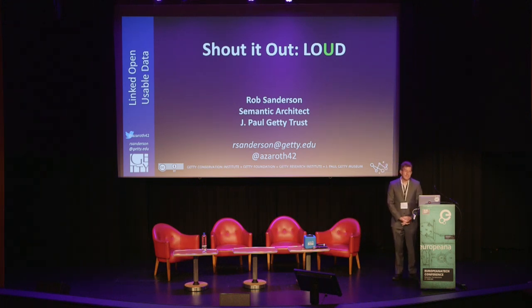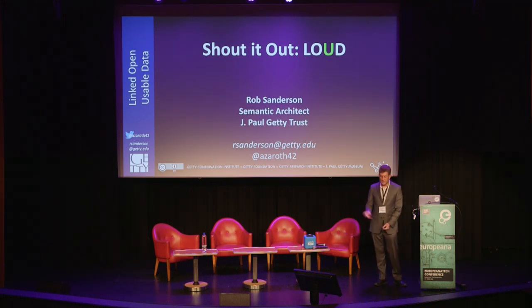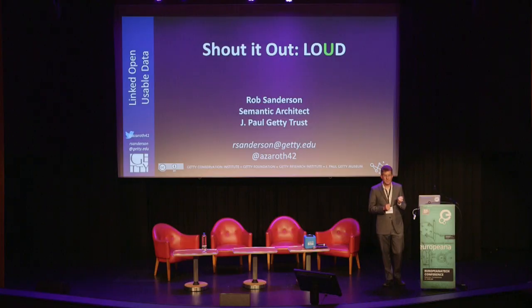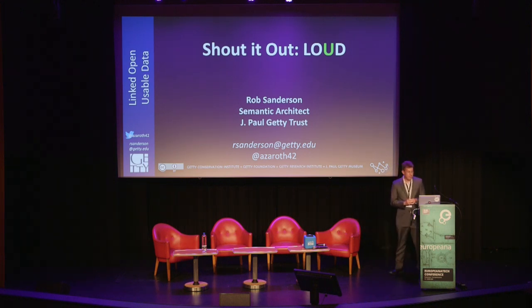I am the semantic architect for the JPL Getty Trust. So I deal with metadata across all of the programs, which are listed there on the bottom of the slide, such that they get connected up. So if we have information in one program about, say, conservation of art and an archive in the GRI and the object itself in the museum, how can all of those things link together in a way that the developers don't really need to understand how the magic works at the back end, they just know how to get it done. So, without further ado, shout it out loud with the emphasis on the U.